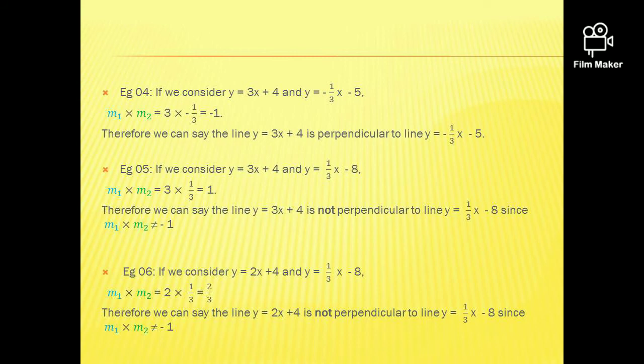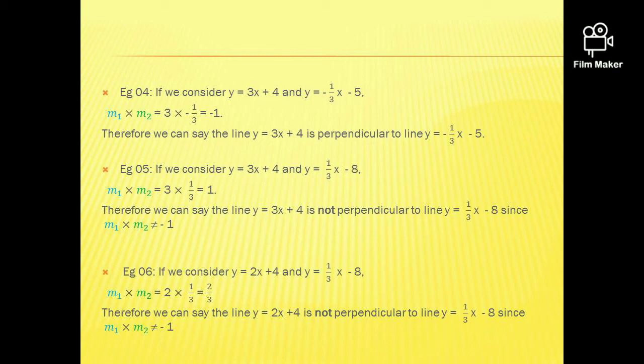If you refer to example 4, consider two lines y equals 3x plus 4 and y equals minus 1 over 3x minus 5. If you get the product of their gradients, the gradient of the first line is 3 and the gradient of the second line is minus 1 over 3. If you multiply, you will obtain minus 1. Since the product of the gradients is minus 1, you can simply say these two lines are perpendicular to each other.